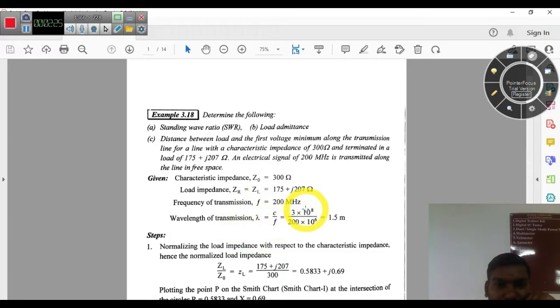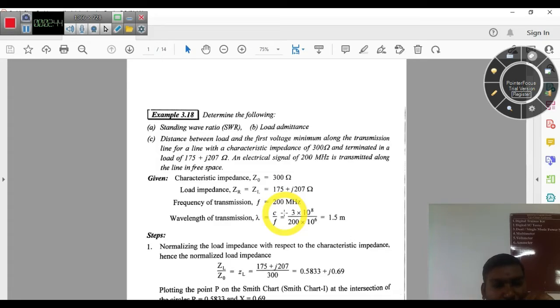C is 3 × 10^8, and F is the operating frequency, which is 200 megahertz, 200 × 10^6. If we calculate the value, we will get around 1.5 meters. And we are going to mark this load impedance value on the Smith chart.